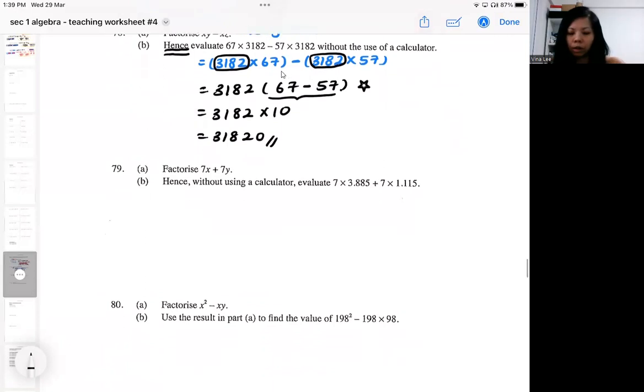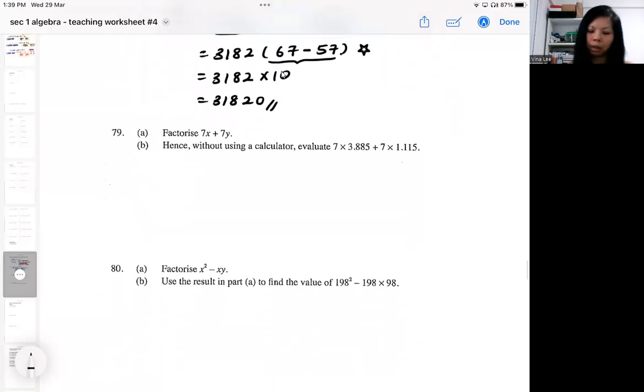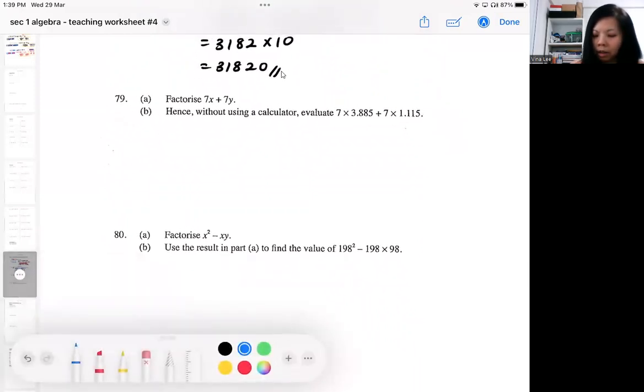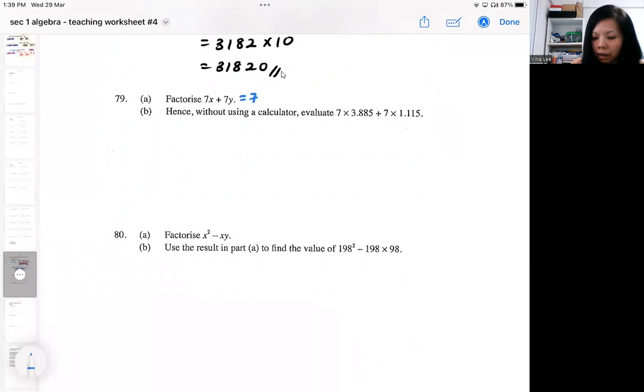A lot of situations are like this. For example, in the third question here, the first part is rather easy. 7 is a common factor. And I need to do a hence here. So you should also be observing that 7 is a common factor here as well.